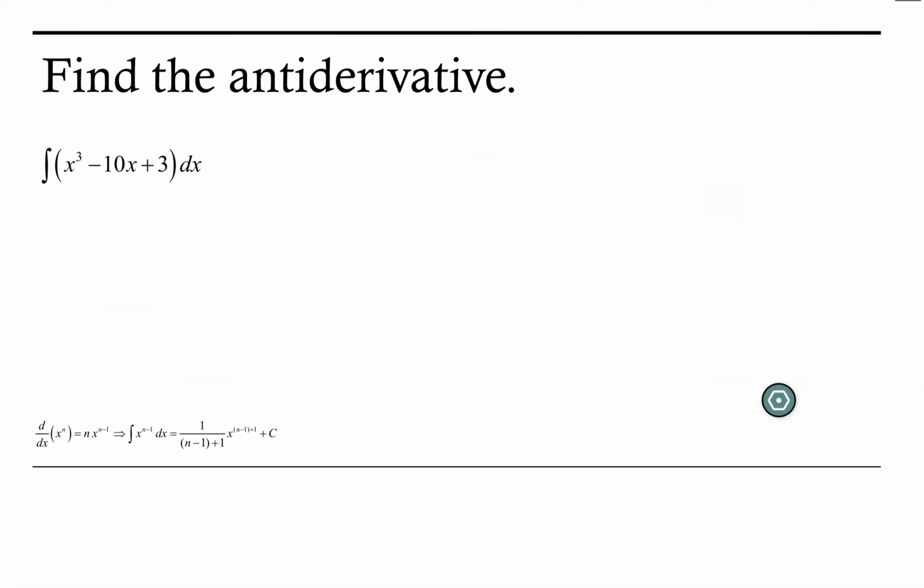Let's go ahead and look at one more example. Again, using the linearity of the antiderivative or the integral, we can break our integrand up at addition and subtraction. So we will go ahead and do that. And then we can pull out any coefficients, so this -10 and this 3. So what we'll end up with is the antiderivative of x cubed dx minus 10 times the antiderivative of x dx plus 3 times the antiderivative of 1 dx.